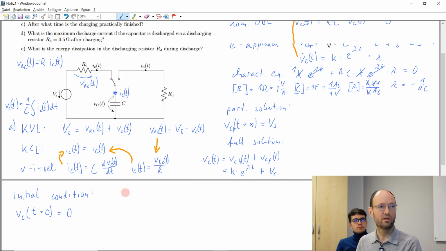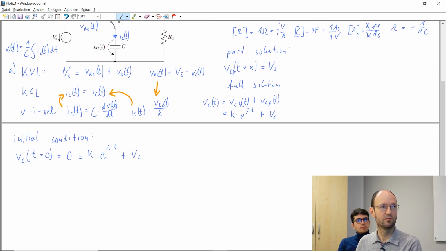Okay, so now we can insert our solution into this initial condition and say, right, it's k times e to lambda multiplied with 0 plus the source voltage, and e to 0 is the same as 1. So k plus the source voltage must be 0. So the outcome of this is that k must be minus the source voltage.